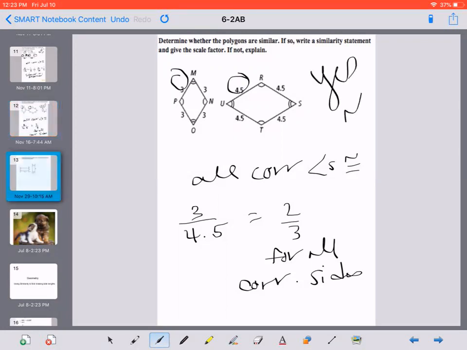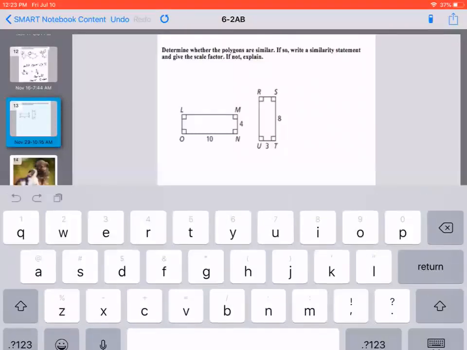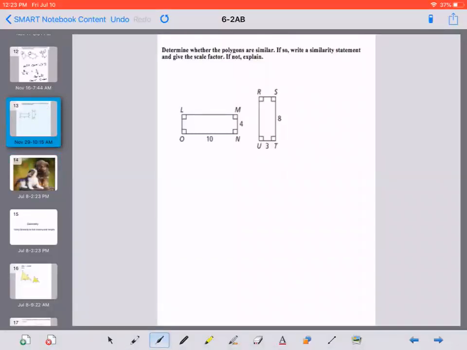And our final one, let's try this one. Pause and decide if you think these two shapes are similar. Rectangles, so we use our knowledge of rectangles, opposite sides being congruent. And then all the corresponding angles are congruent, but let's see about the sides.